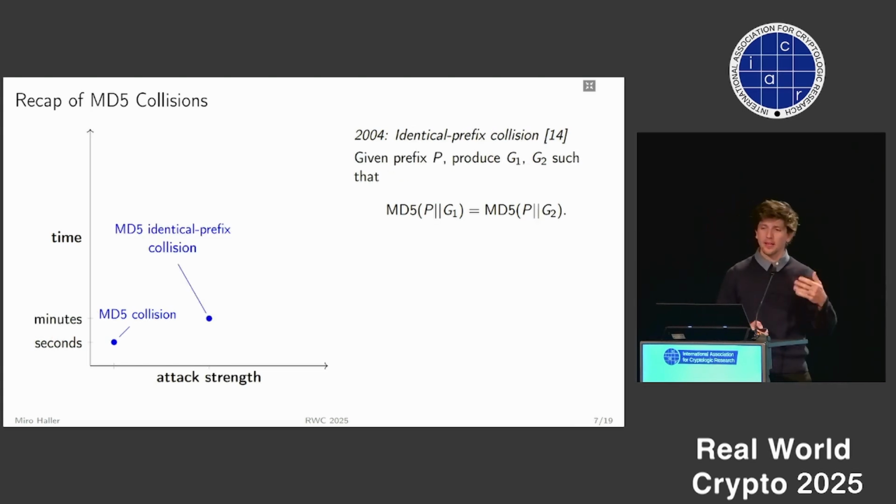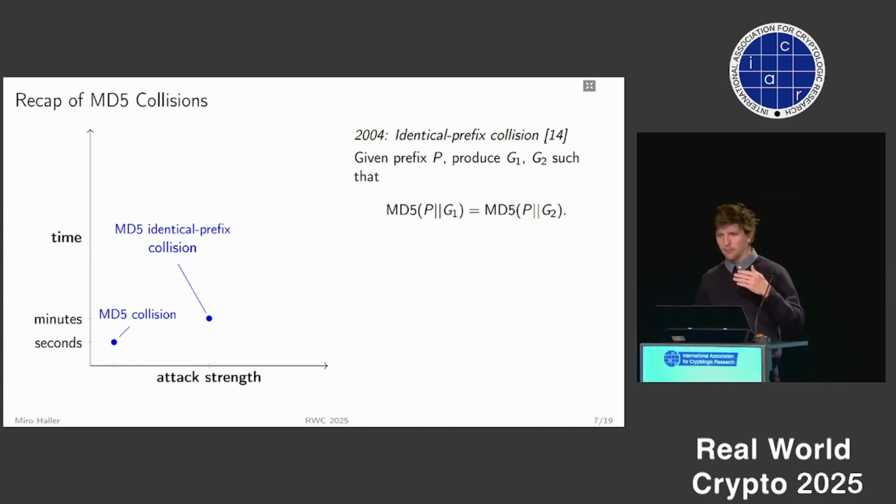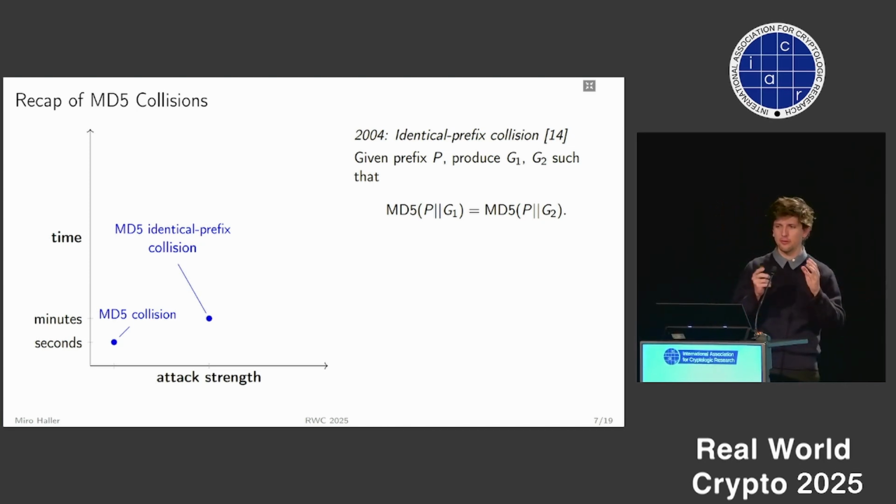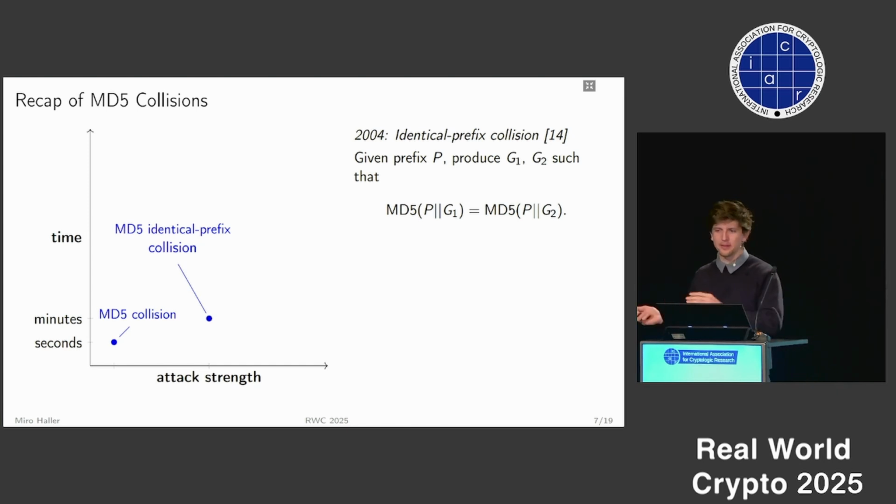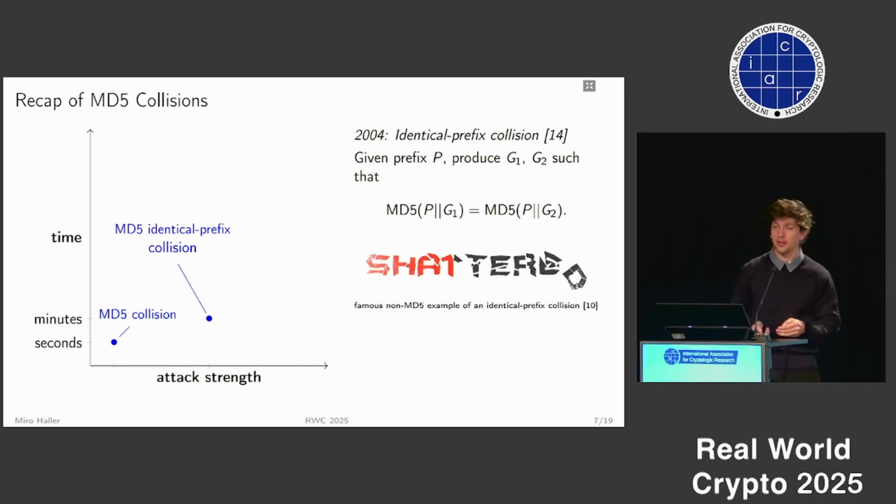So the next stronger attack is called an identical prefix collision, which basically gives the adversary, given a static prefix, the ability to compute two gibberish strings G1 and G2, such that the MD5 hash of the prefix appended with the gibberish strings collides. This was famously used for the SHAttered attack to create two PDFs that have the same SHA-1 hash. And while this was a very expensive computation for SHA-1, this is actually not so expensive for MD5, so you can do this in seconds to minutes.